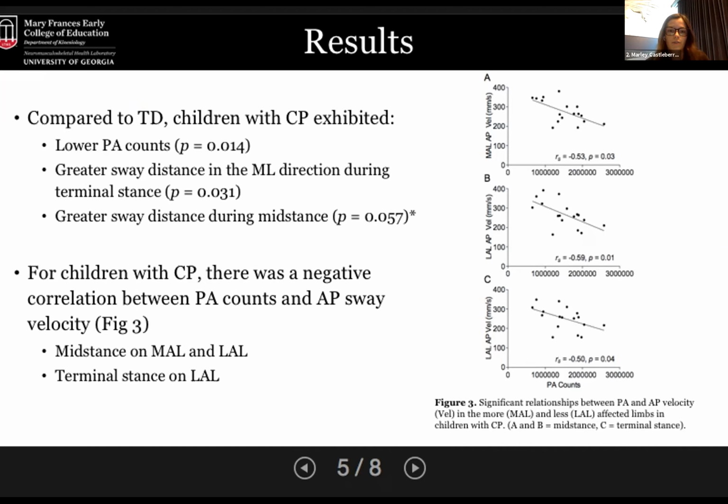Figure 3 shows the significant relationships between physical activity and anterior-posterior sway velocity, with graphs A and B showing the relationship in mid-stance. Figure A shows the relationship between physical activity and anterior-posterior sway velocity on the more affected limb, and B the least affected limb. Figure C shows the relationship between physical activity and anterior-posterior sway velocity on the least affected limb during terminal stance.